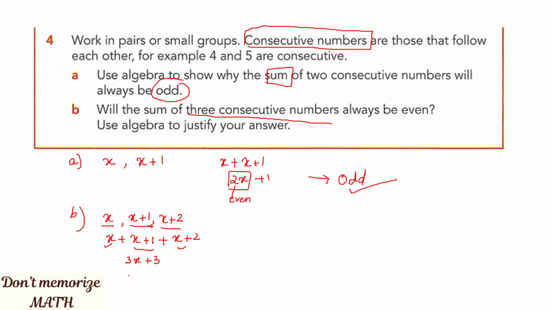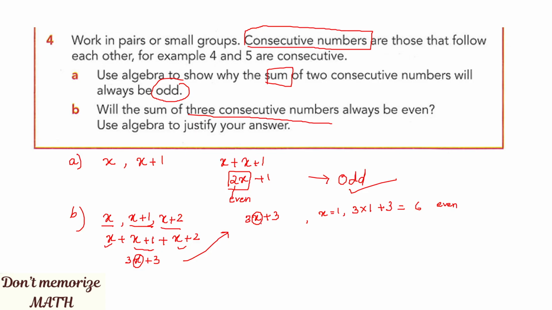Is 3x plus 3 even or odd? That is the next question. Here we cannot directly say it like we did in the previous one. So we'll just substitute one or two numbers here and check. We have 3x plus 3. Suppose x is 1. If x is 1, it will become 3 times 1 plus 3. 3 times 1 is 3, 3 plus 3 is 6. So it is an even number.